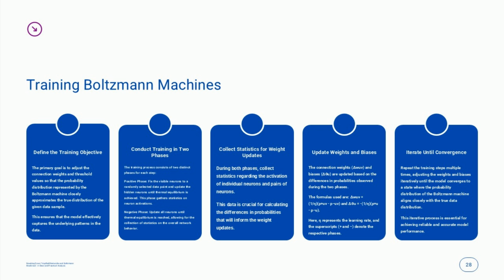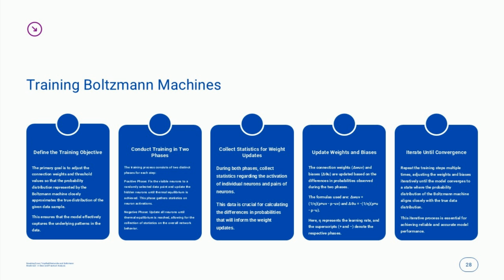Step 3. Collect statistics for weight updates. During both the positive and negative phases, the Boltzmann machine collects statistics on how neurons, both visible and hidden, interact with each other. This is akin to an observer noting how team members interact during practice versus brainstorming. These statistics, such as how often certain pairs of neurons are active together, form the basis for calculating the necessary updates to the model's weights. It's about recognizing patterns in behavior during structured and free-form scenarios.